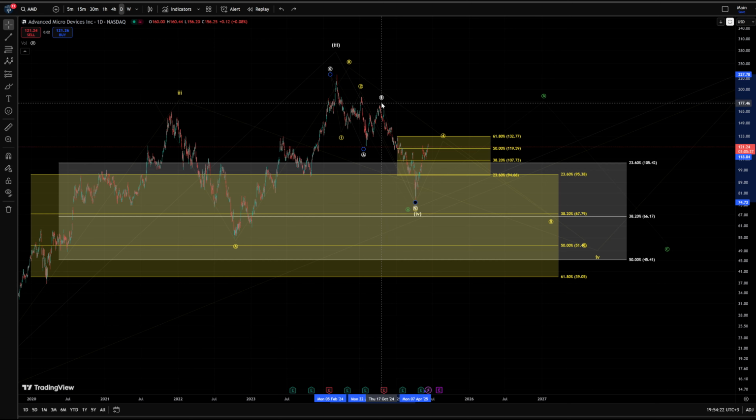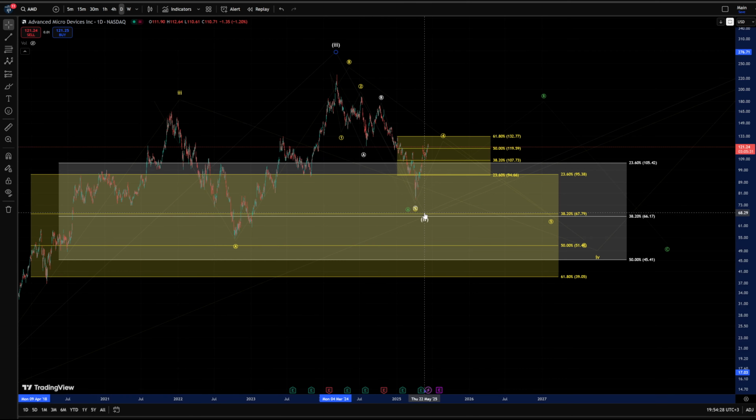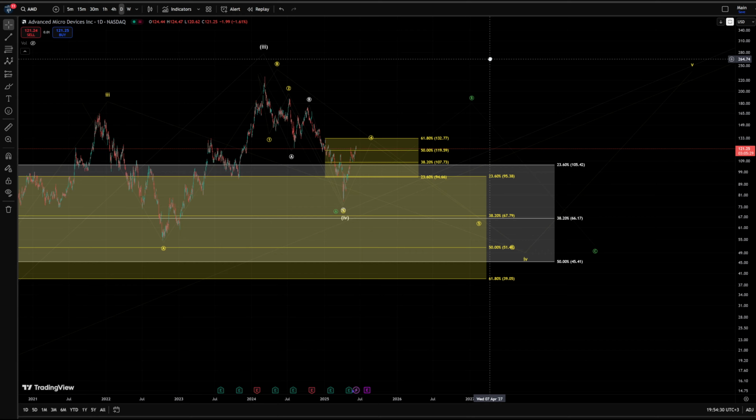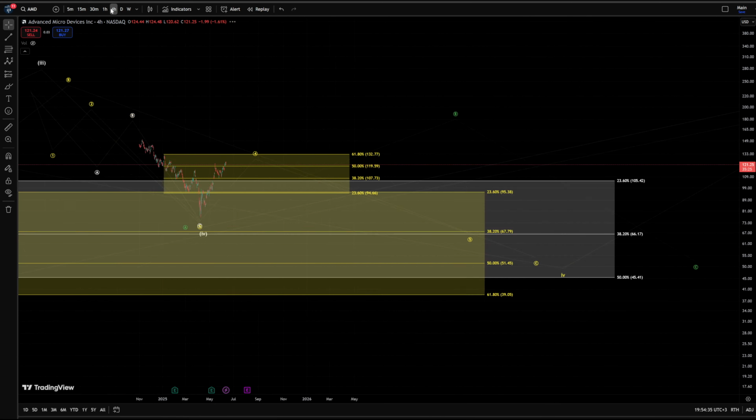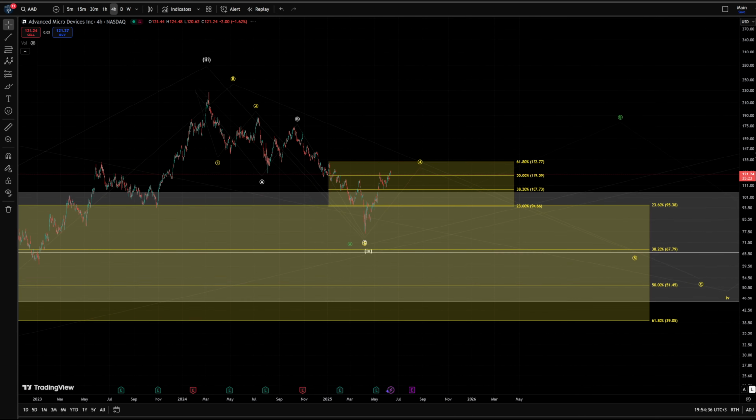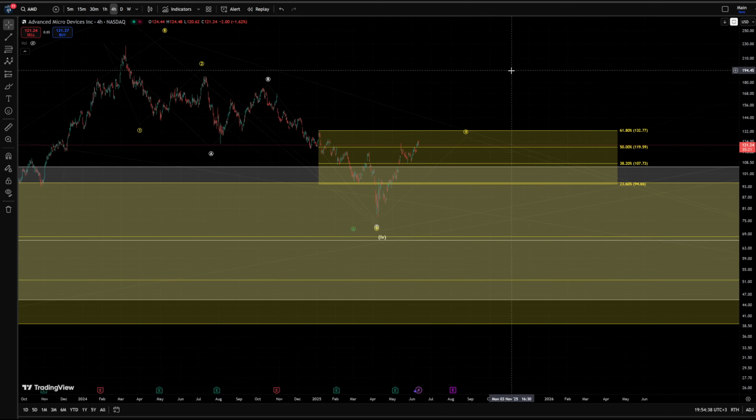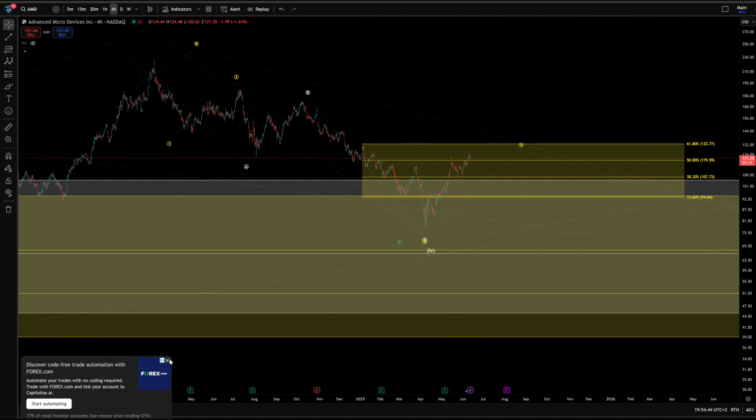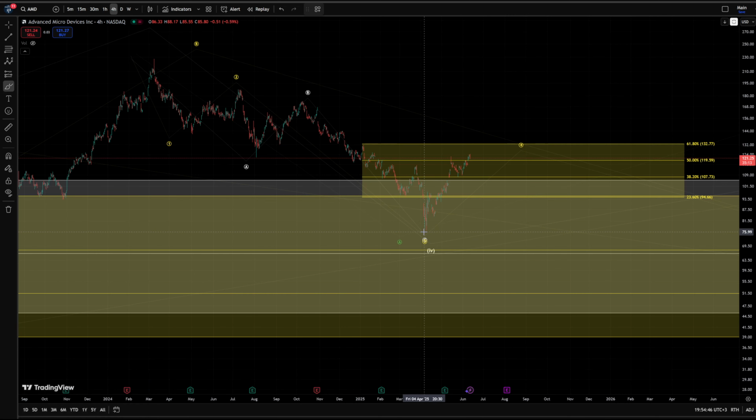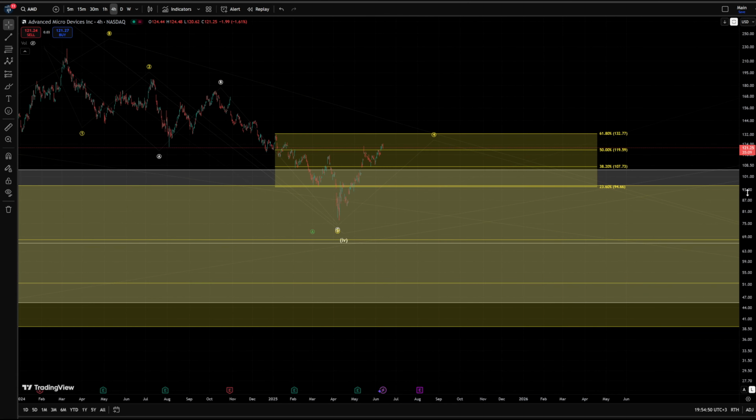Now in the white count, we can actually consider that this correction is finished and that the wave 4 in white is finished, and we are now going higher in the 5th wave. This is further amplified by the fact that on the very low time frame, since the low on the 8th of April, we have formed 5 waves up, which increase the probabilities for that happening.